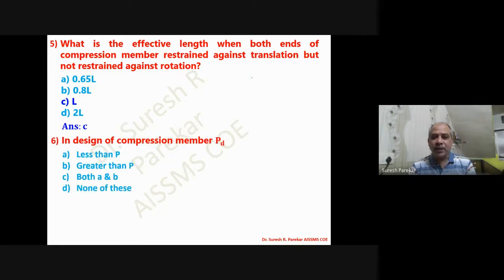In design of compression member, PD is less than P, greater than P, both A and B, or none of this. The value of PD should always be greater than P. Now you have to keep this in mind: TD greater than T, MD greater than M. In IS code that is given as P less than PD. So here the answer is PD greater than P.